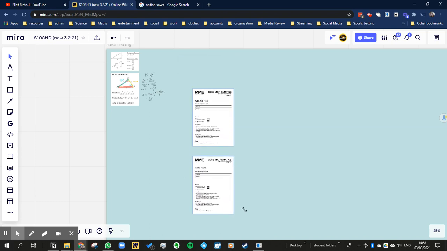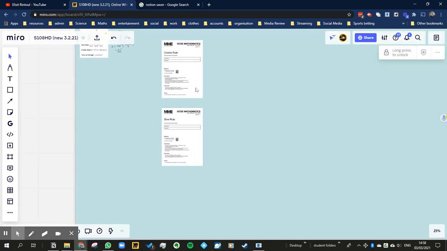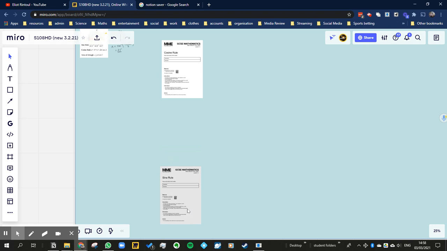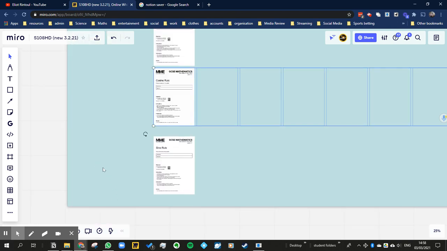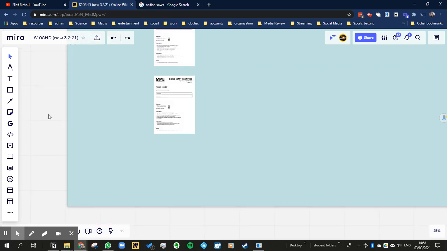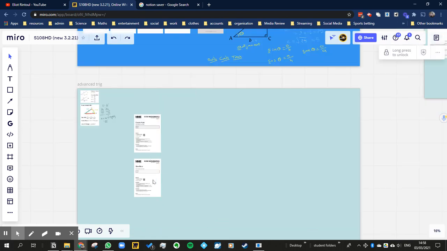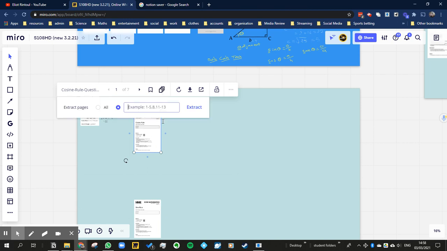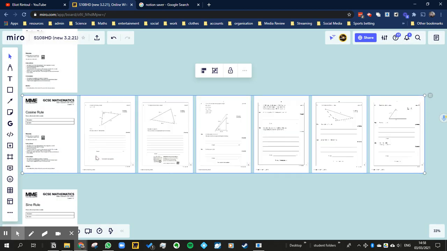That should be good. Then we'll go extract. Oh, I just realized something's going to go wrong. It's going to go underneath. Whoops. Well, let me do that again. Extract. Did I do that? I can't remember what I did now. Extract. I think that's okay, cool. Hopefully I haven't extracted twice.